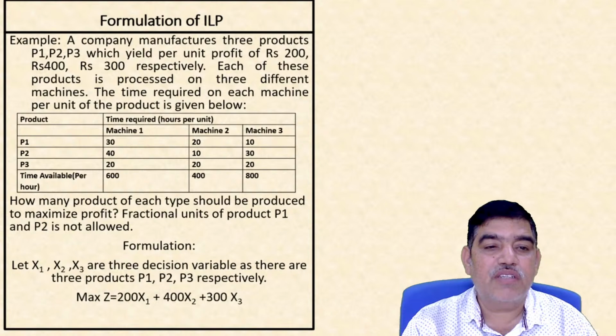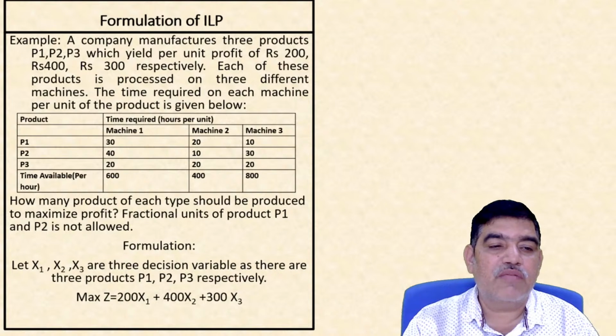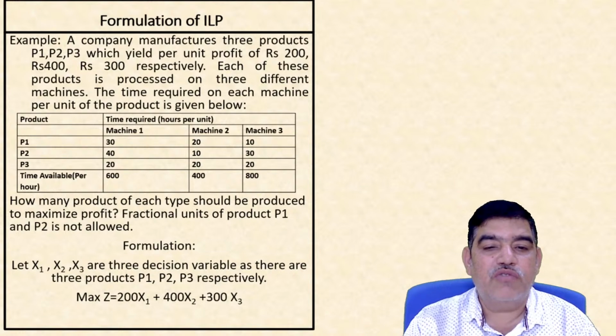Then each of these products is processed on 3 different machines. There are 3 different machines, machine 1, machine 2, and machine 3. All the products are produced on them. The time required on each machine per unit of the product is given below, in tabular form. The first column heading is the product. Then below I am writing the product names, P1, P2, P3, and the machines, machine 1, machine 2, machine 3.